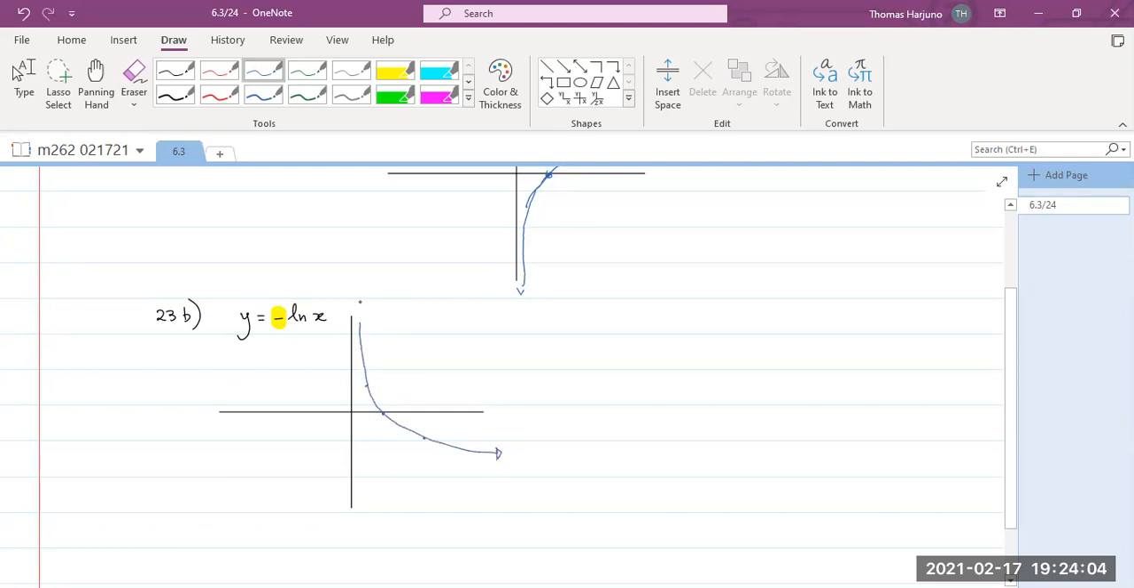So your pre-calculus teacher is supposed to be strong. Okay, supposed to be strong, right?